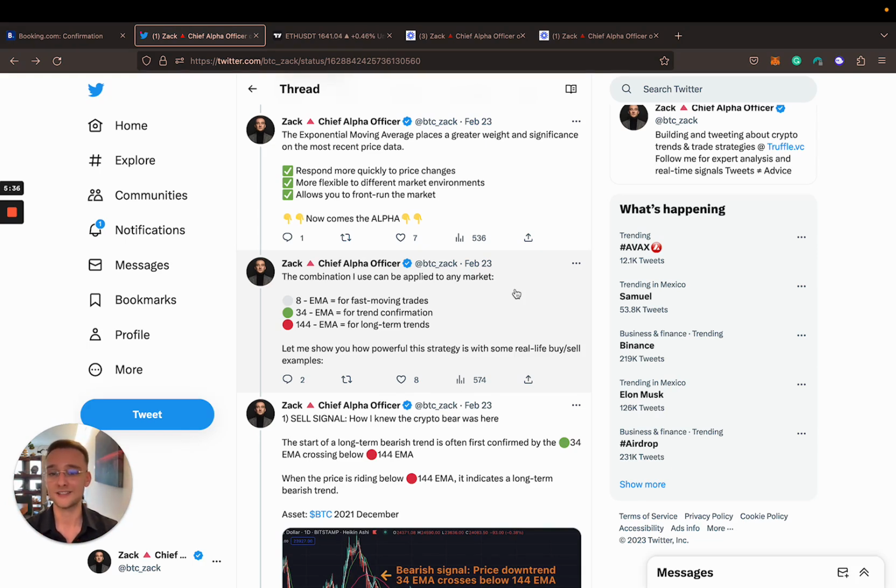Now, when the price is riding both above the 8 EMA and the 34 EMA, that's a trend confirmation, on a medium-term as well as a short-term time frame, that the price is likely to continue in that direction. And the 144 EMA is specifically confirming longer time frame trends, right? It's using the weighted average price of the last 144 days. So when you want to see longer-term trends, you're looking at the 144 EMA.